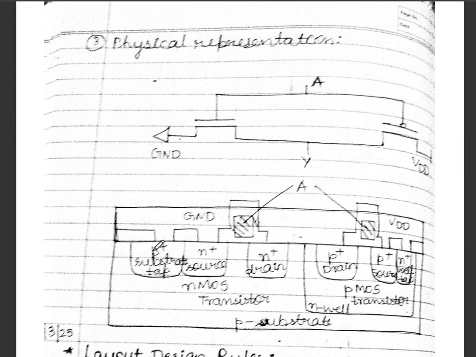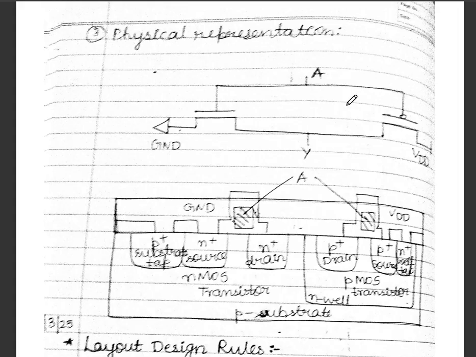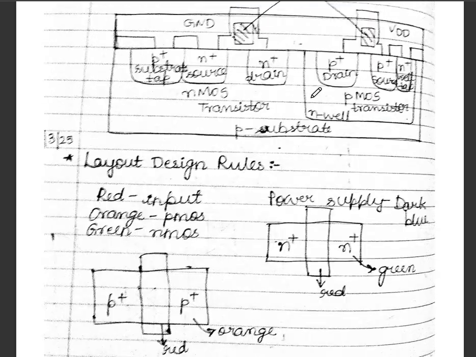Next is the physical representation. In physical representation, we'll be discussing the internal structure, how it is represented. So this is how it is represented. Here it is NMOS and here it is PMOS. Both are connected. This is something like the horizontal representation of the CMOS structure.